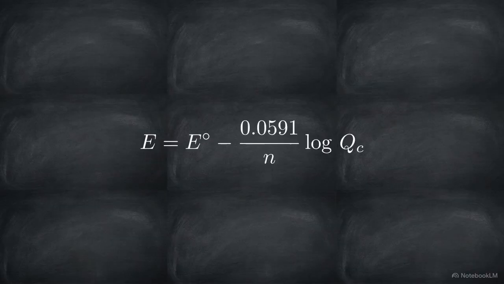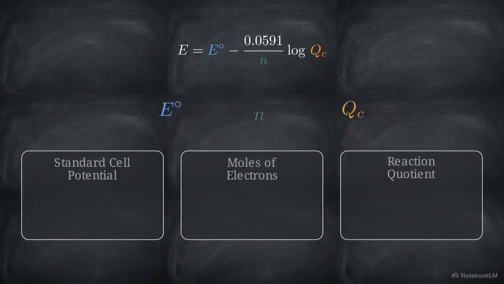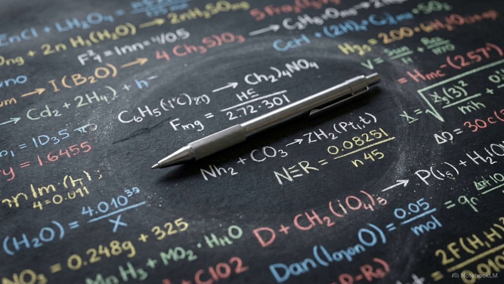It maps the relationship between electrical potential and ion concentration through three specific controllable variables: the standard cell potential, the moles of electrons, and the reaction quotient. To navigate this, you don't attack the formula as a single block. You move through it variable by variable, isolating the components into their own workspaces, where they can be solved individually. Solving an intimidating problem isn't about raw speed. It is about refusing to let the volume of information overwhelm your process.